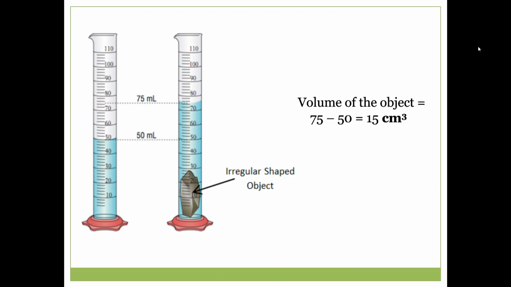For example, if the volume of the water in the cylinder initially was 50 milliliters, after immersing the stone, the volume of water rose to 75 milliliters. So what will be the volume of the object? It will be 75 minus 50, that is 15 centimeter cube. So the volume of the irregular shaped object here is 15 centimeter cube.